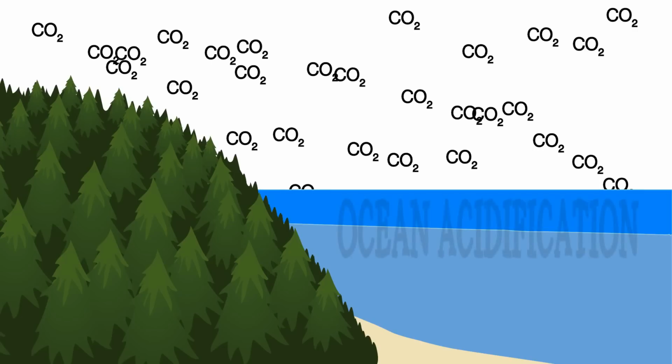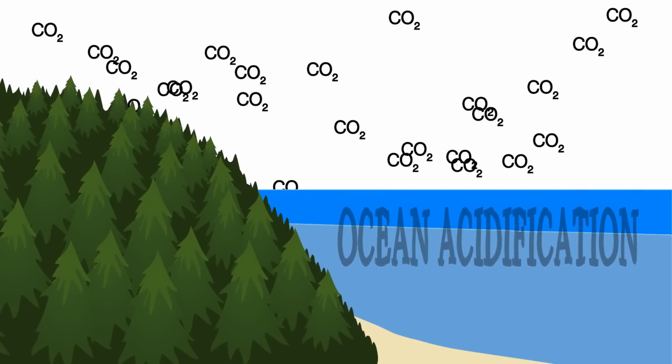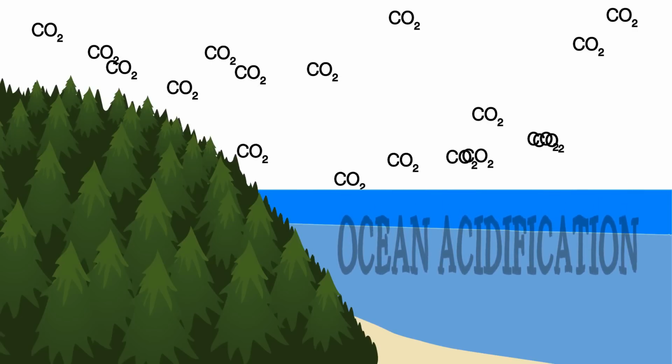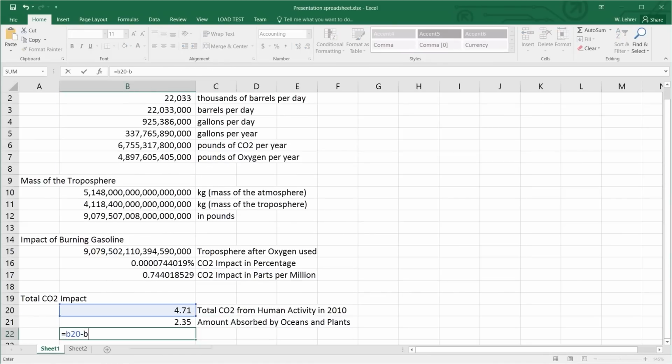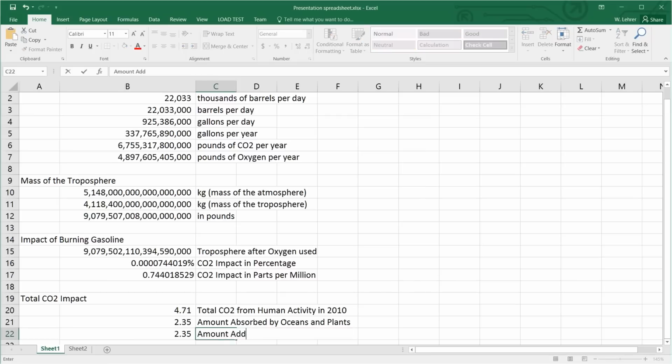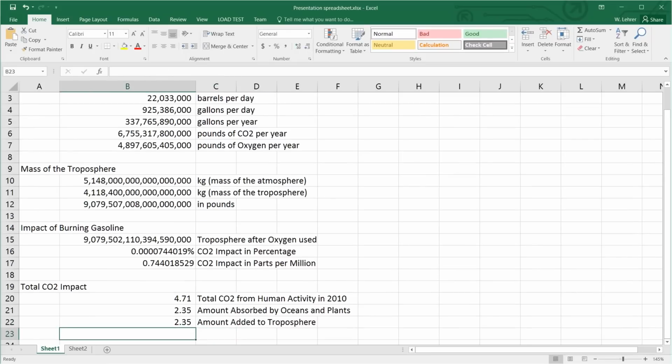We also know that about half of the CO2 being produced will be absorbed over the next year or two by the ocean and plants. We can enter this into the spreadsheet. The final result of our math shows that we have predicted an impact of 2.35 parts per million from the CO2 produced by human activity in 2010.